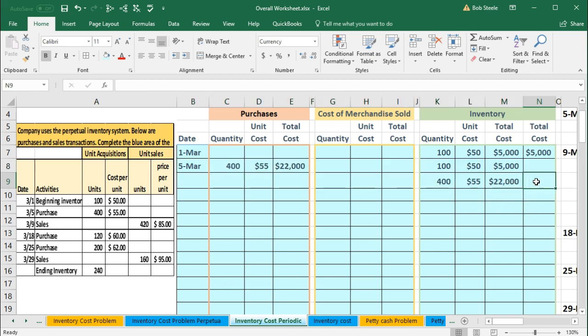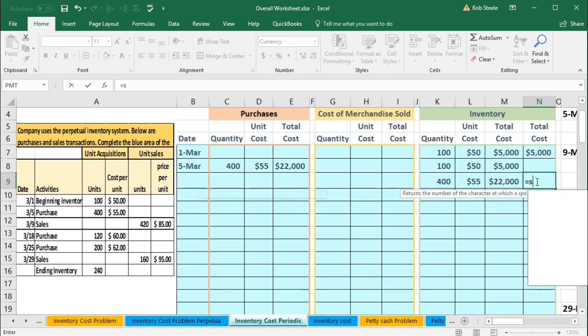We're then going to sum that up on this side so that we have one total in dollars. So in order to do that, we'll use our sum function. So we are in N9 equals SUM. Double clicking that sum function, we'll highlight the 5,000 down to the 22,000 and enter.